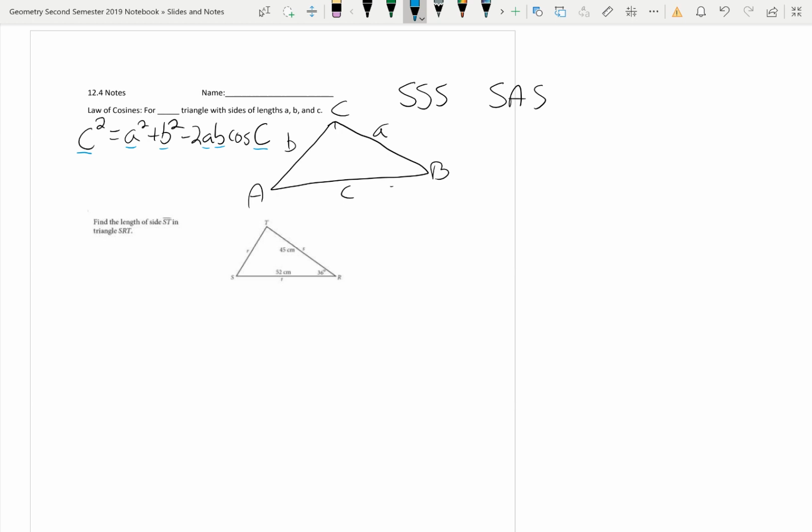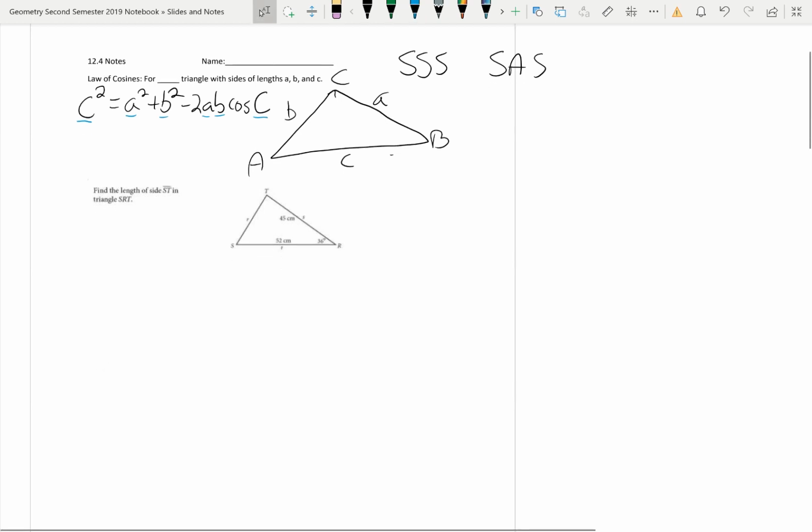And so unlike the Pythagorean theorem, in this one there is no hypotenuse here. So C isn't necessarily the hypotenuse, because it's not a right triangle. So you can rearrange these letters however you'd like. And I'll go ahead and show you that in this next example. So in this example down here, notice how we don't have A, B, and C. We have R, S, and T.